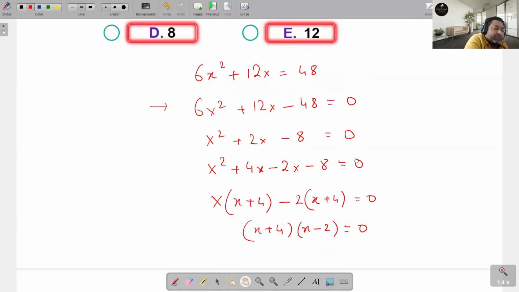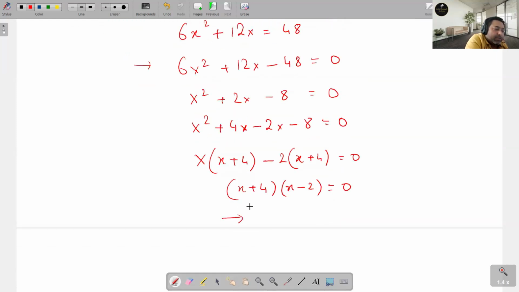Therefore one of these terms has to be 0. Therefore the values for which this equation will get satisfied for x: if x plus 4 is equal to 0, that gives us x is equal to minus 4, and if x minus 2 is equal to 0, that gives us x is equal to 2.